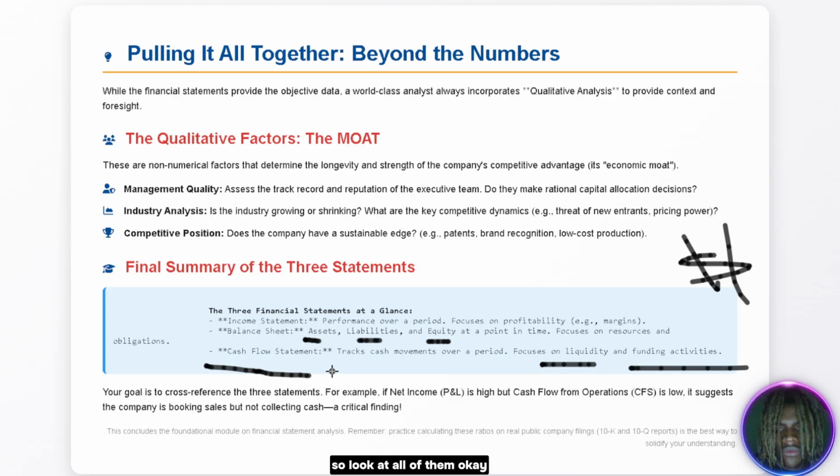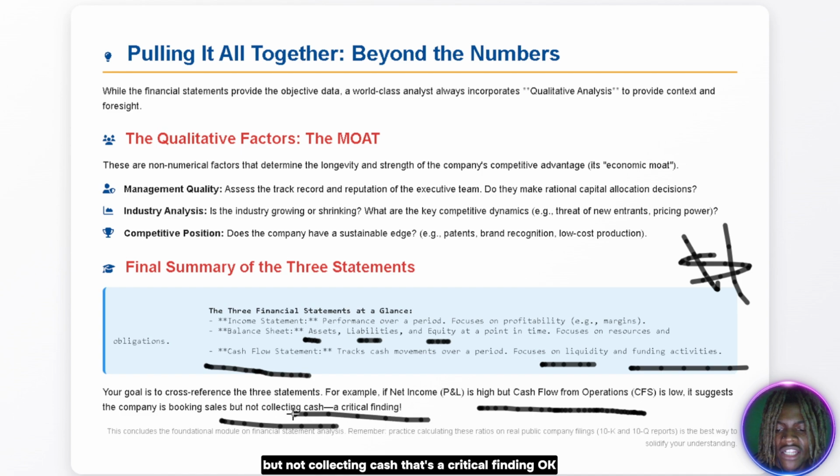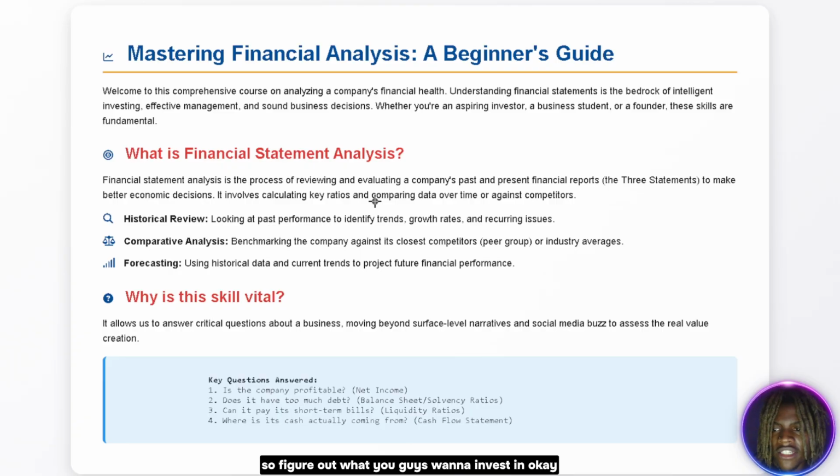Okay, so look at all of them. Your goal is to cross-reference the three statements. For example, if the net income is high, but the cash flow from operations is low, it suggests that the company is booking sales but not collecting cash. That's a critical finding, meaning that it's sinking. So figure out what you guys want to invest in.